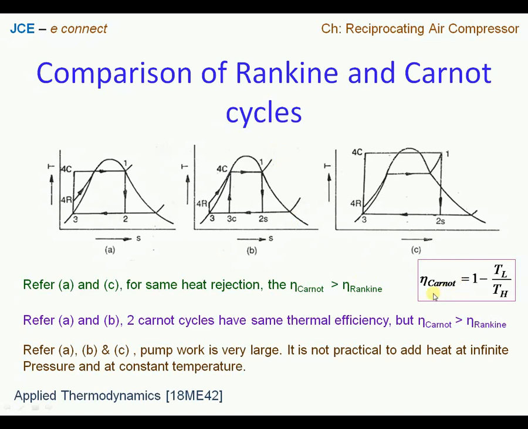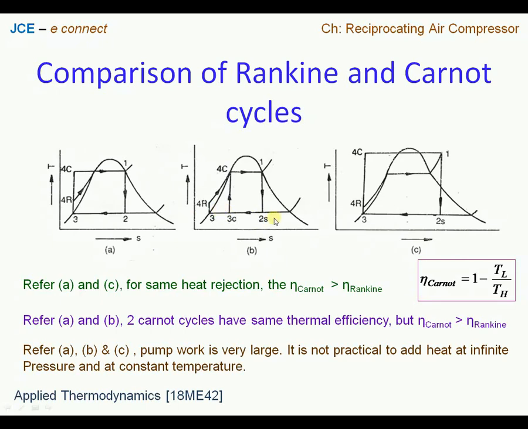So here we have the efficiency of the Carnot cycle, which is typically a function of two temperature limits. Therefore, point number 2, when we refer to figures A and B, we see that both the Carnot cycles have the same temperatures, so their efficiency is the same when you calculate the Carnot cycle.